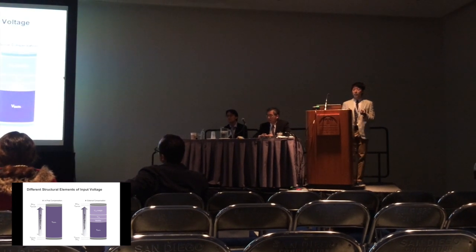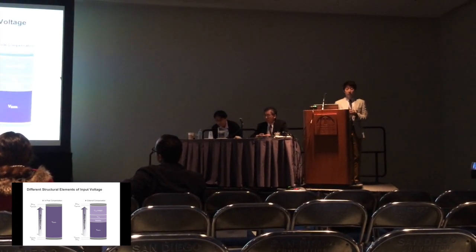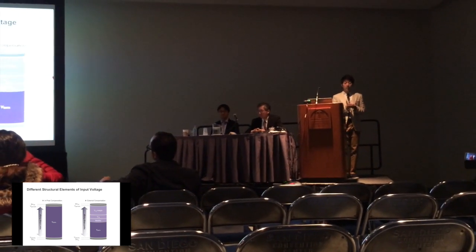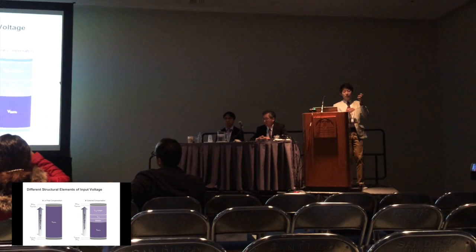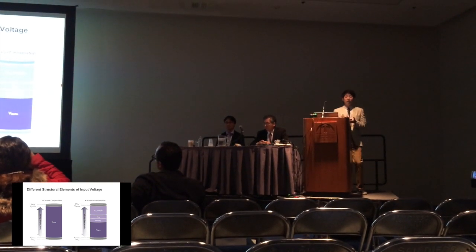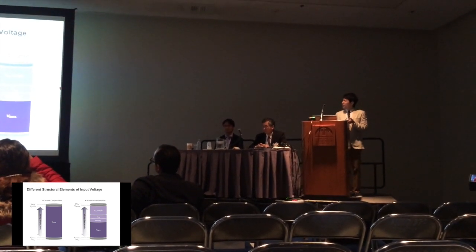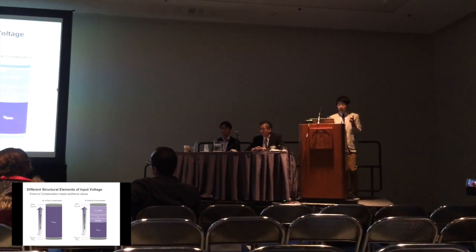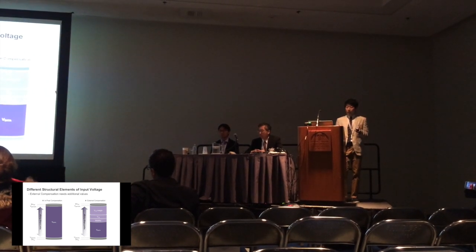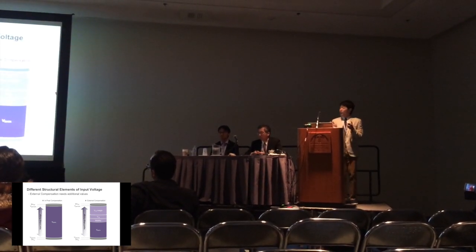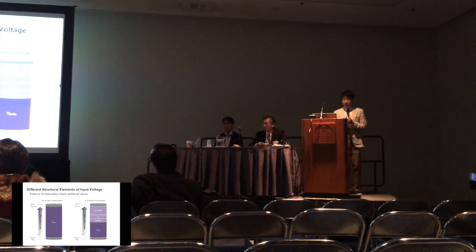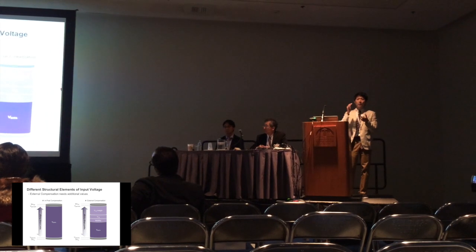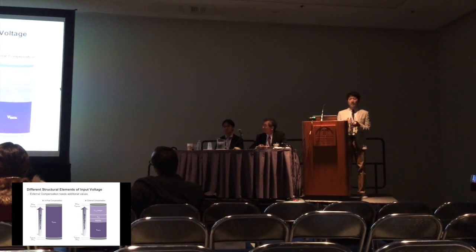Check the different structural elements of input voltage. Left is the conventional method using in-pixel compensation. In this case, V data range means input voltage range. Right picture is the external compensation technology. External compensation needs additional values like mobility and VTH and its margin. That's a problem because these additional ranges require a higher input voltage range and high SVDD.